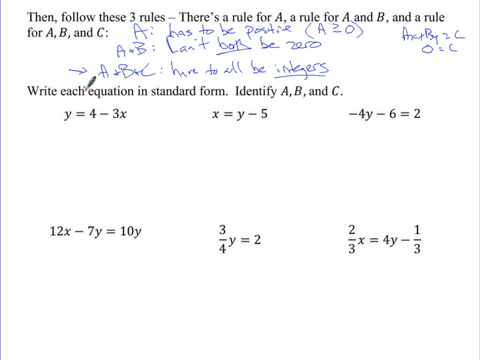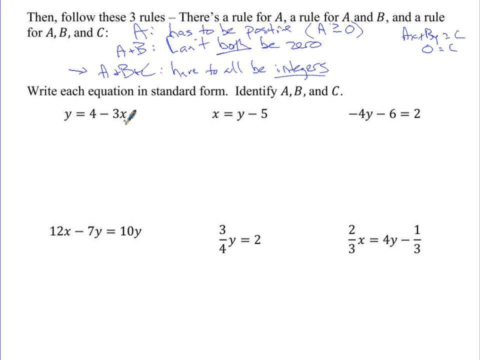So we have 6 examples here. Write each equation in standard form. Identify A, B, and C. So the first thing I want to do is get all the terms in the correct order. Then try to follow the 3 rules. Okay? So for this first one, do I have my terms in the right order?